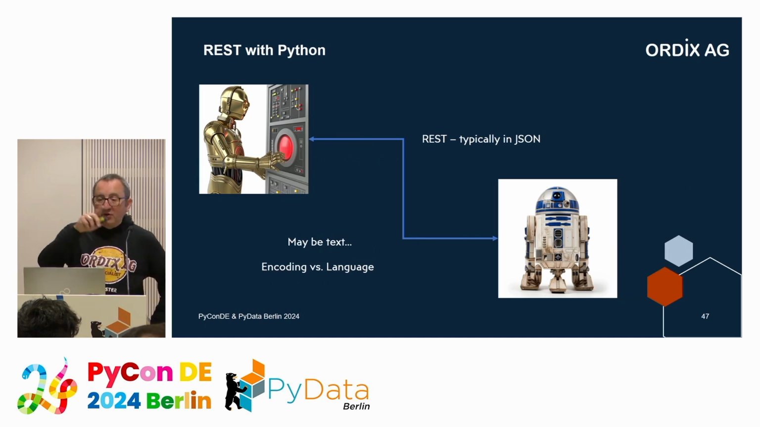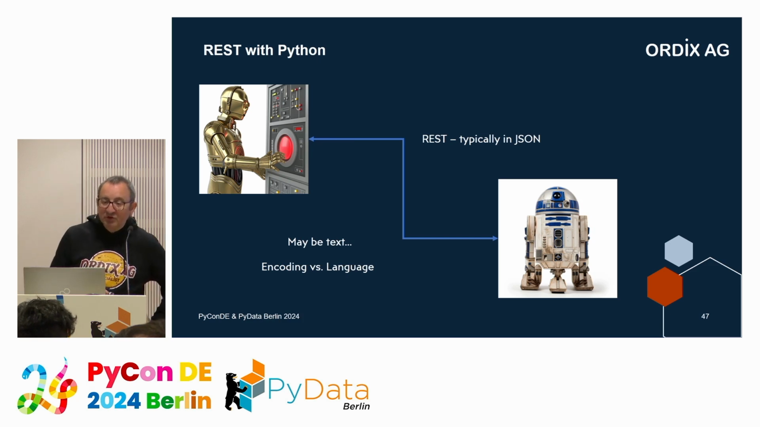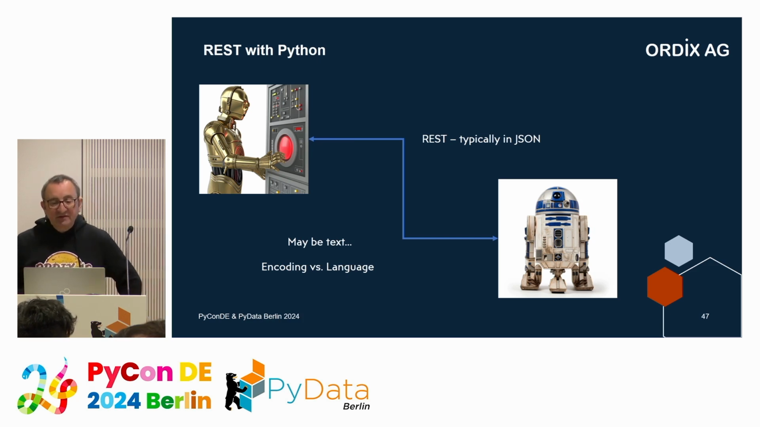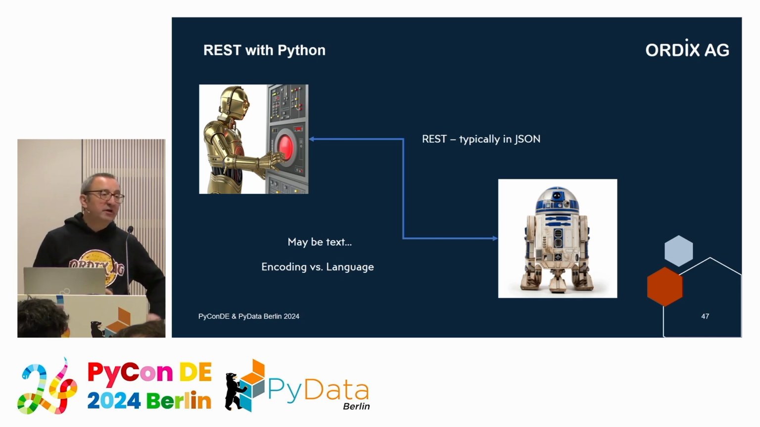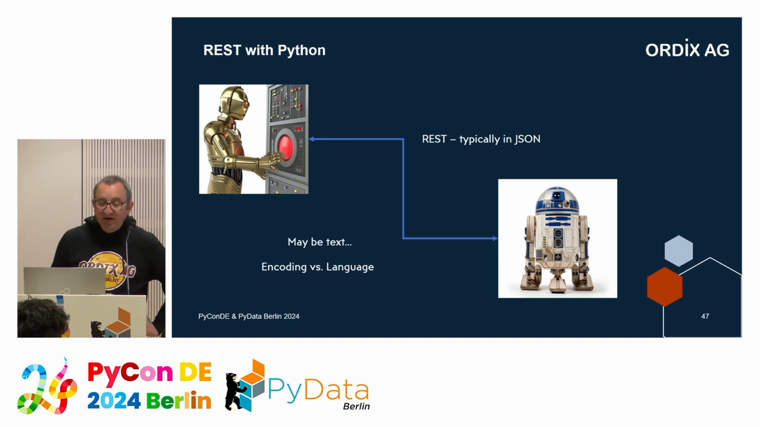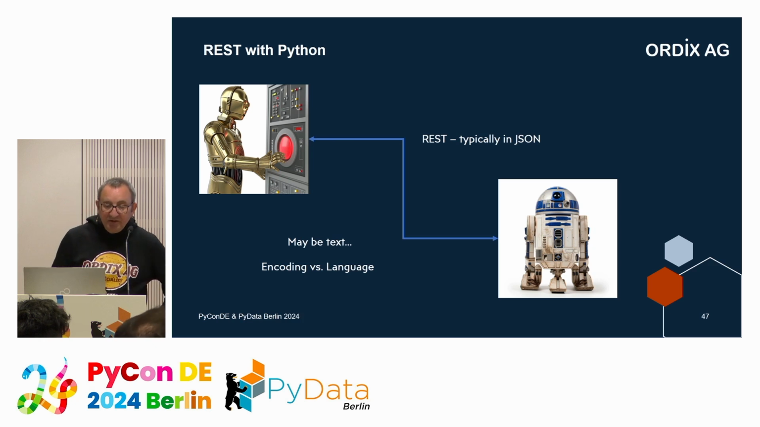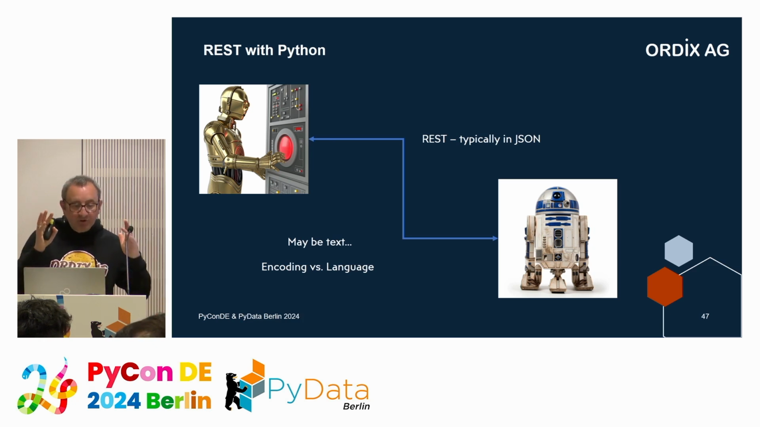If you are going to talk Python, if you're going to talk REST, for example, to friends, talk REST with each other, then typically REST is talking in JSON, and JSON we had before. But you can also send text, and then you have to look at the encoding, which is everything we heard before, and the language which is on top of it.